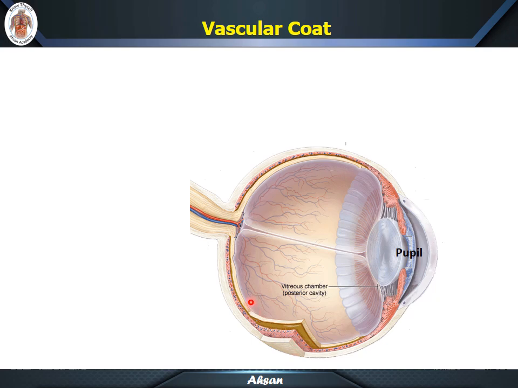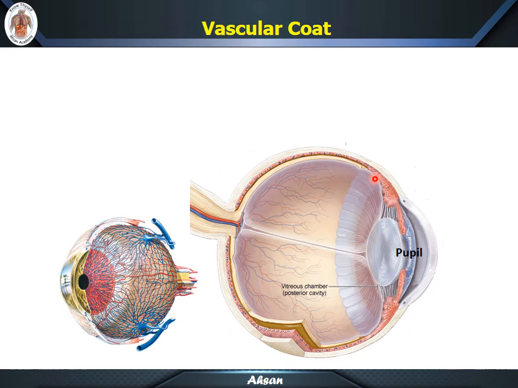The vascular coat is the posterior major part. You can see this is a highly vascular cellular coat.